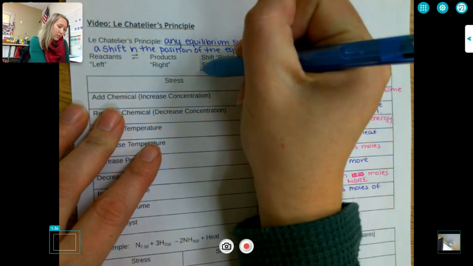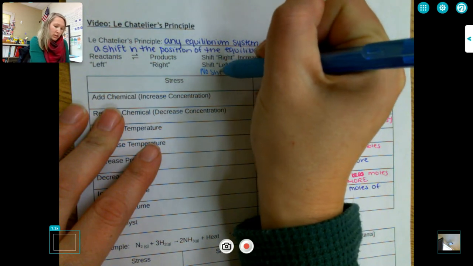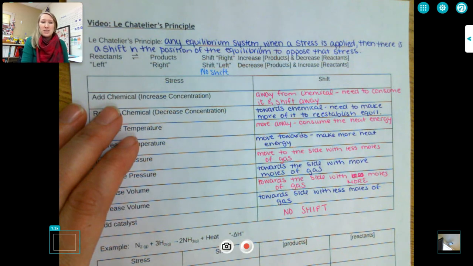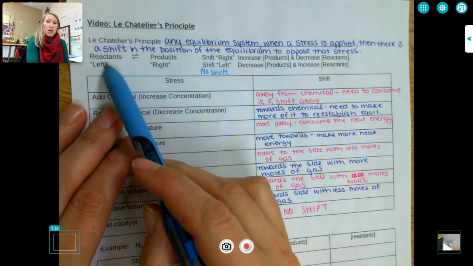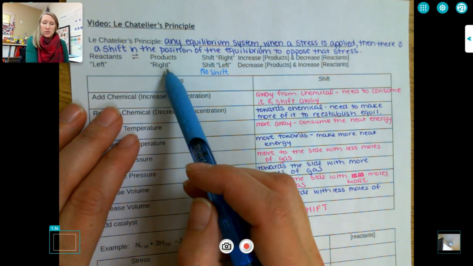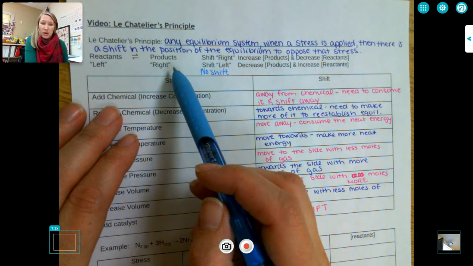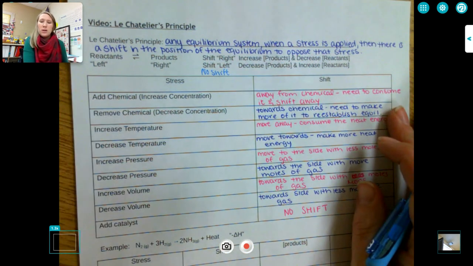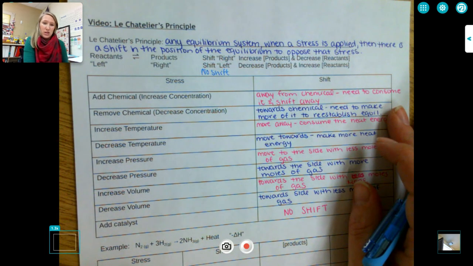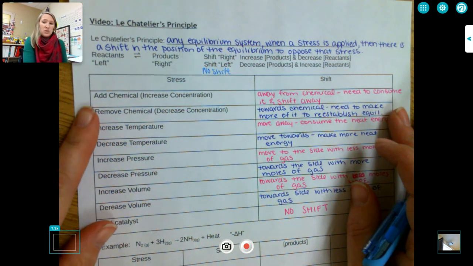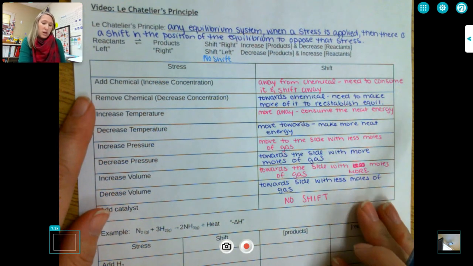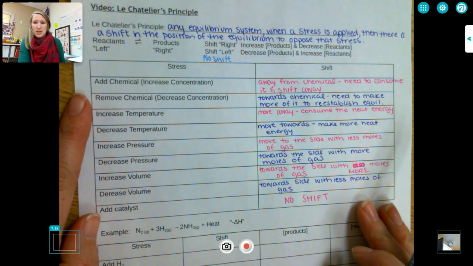You could also have no shift, and that's where we look at something like adding a catalyst. That doesn't increase or decrease the amounts we have of reactants or products, or speed up or slow down our rates. It just changes one of the pathways we have to make our reaction happen. So let's look at some different stressors that we can apply to our system and what they're going to do. Go ahead, pause this, and take a moment to copy these down.